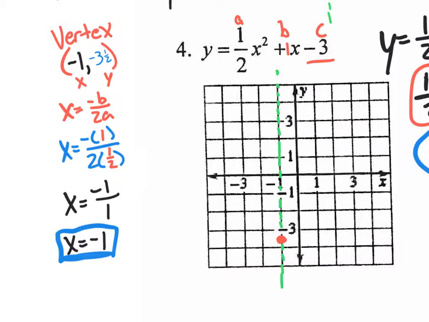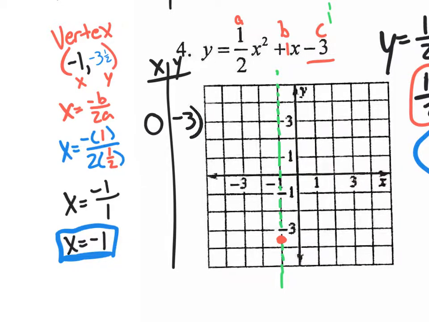And now we just need more coordinates to graph. So let's go to an XY table like always. Let's plug in an easy number. What's the easiest number to plug in? 0. Plug in 0 and we will have 0 squared. Remember, everything cancels out except for the c value. So when you plug in 0, you get out a negative 3, and that is a coordinate. Let me graph it in red. 0, negative 3 would be right here.